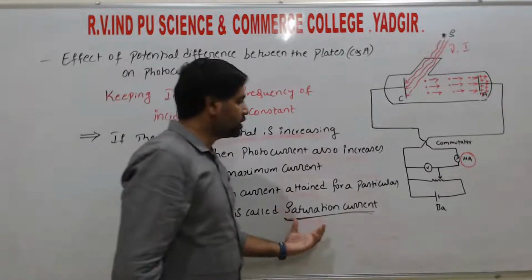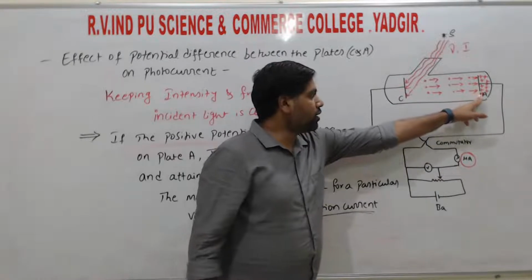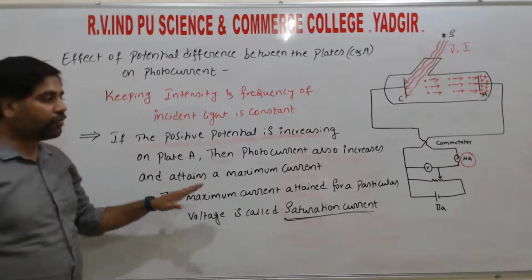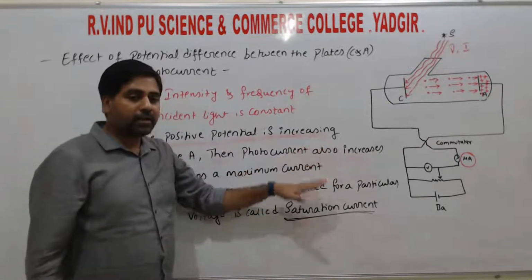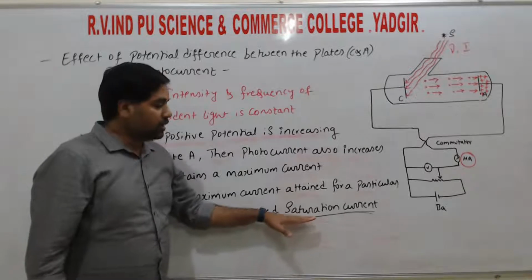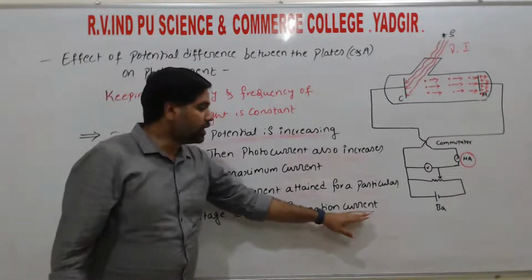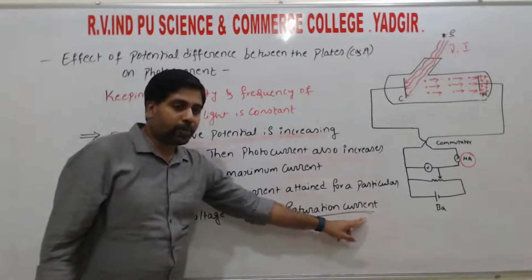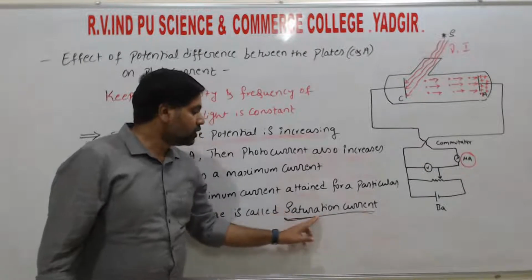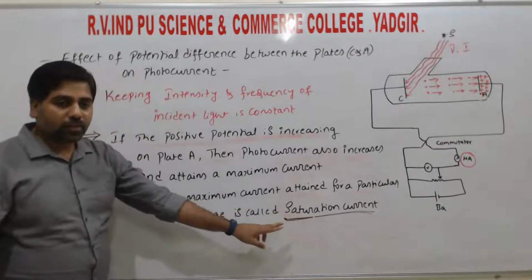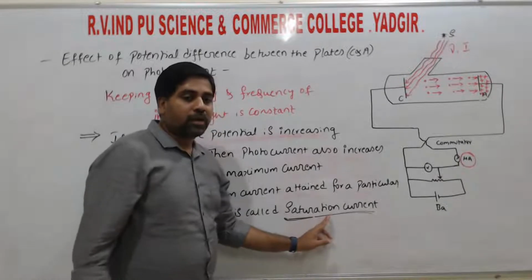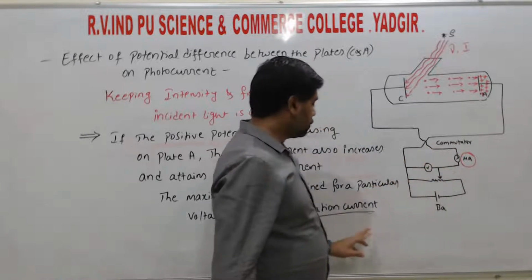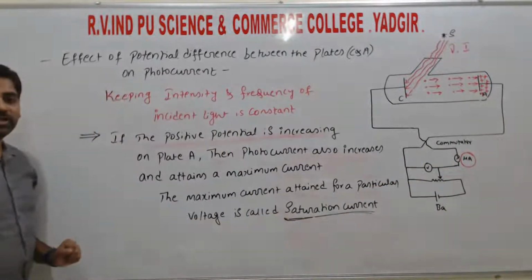So saturation current is nothing but, for a particular voltage we apply at the plate A, we get the maximum current. Further, if we increase the potential on the plate A, we still get the same current. That current we call saturation current. Current is nothing but charges flowing per second, that is the number of electrons flowing per second. So saturation current is the maximum current. In saturation current, the maximum number of electrons are flowing in this circuit, right? To understand this one, that is the saturation current.